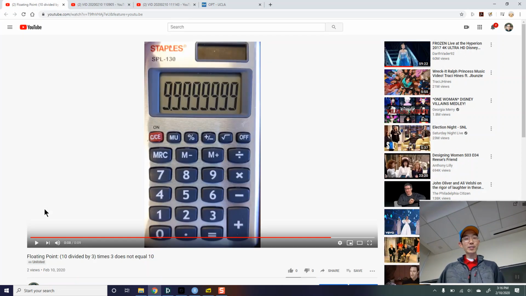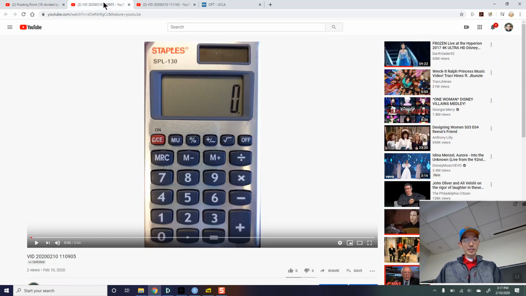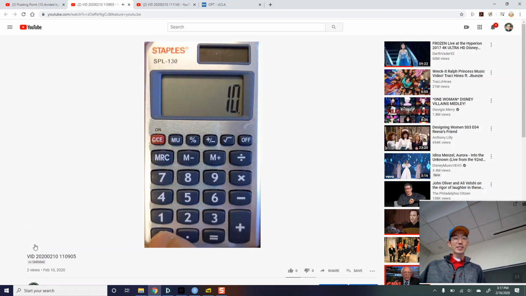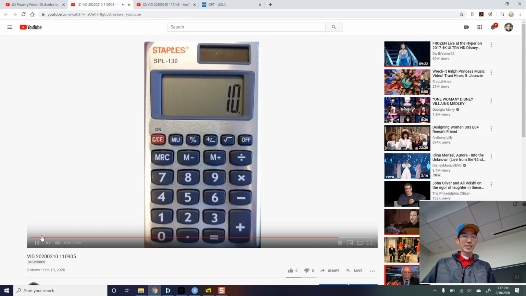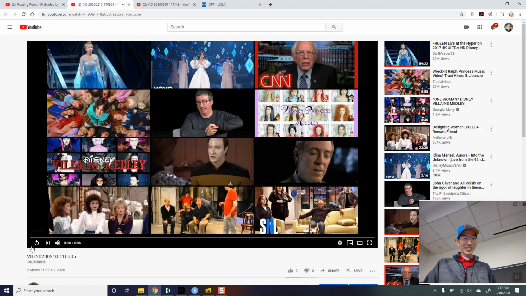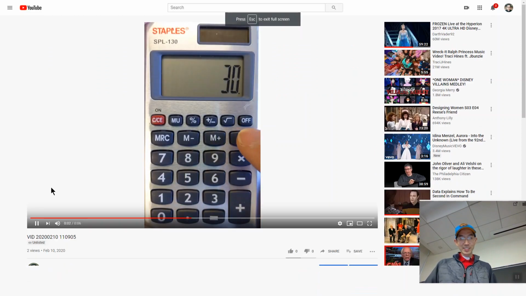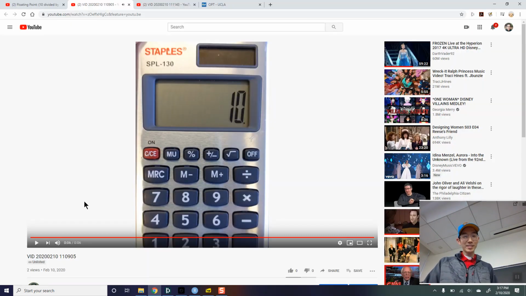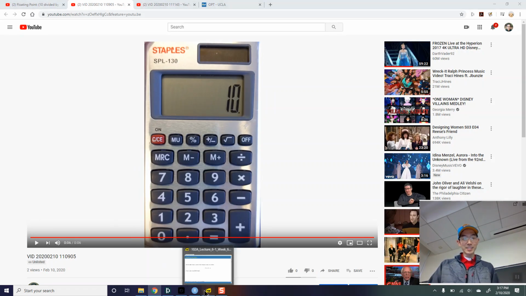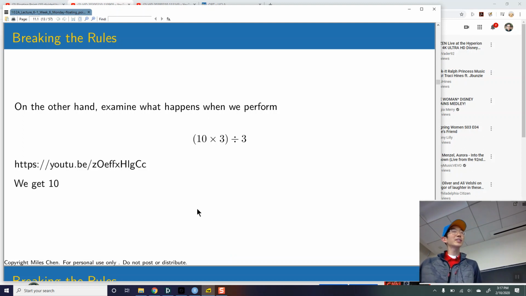Now what if I did the other thing, right? This is exactly the other thing. If I do 10 times 3 and I divide by 3, what do I get? So 10 times 3 is 30, and I do 30 divided by 3, and I get 10, okay? Okay, so that is not exciting at all, because that's exactly what we expected it to be, right?